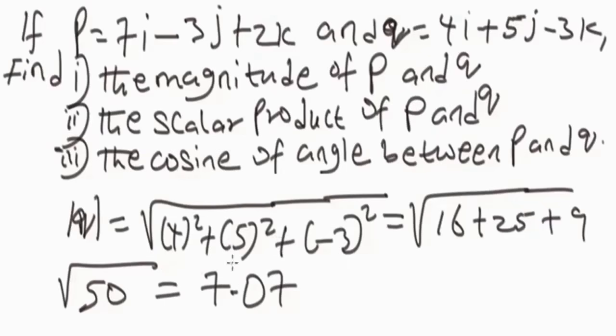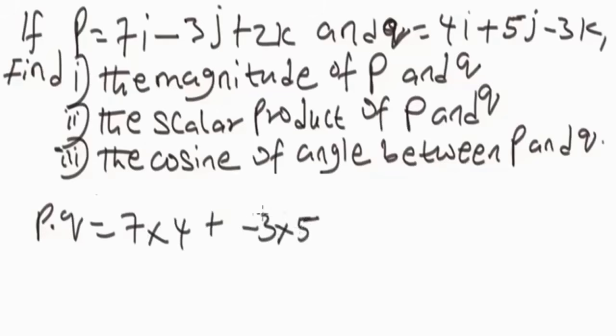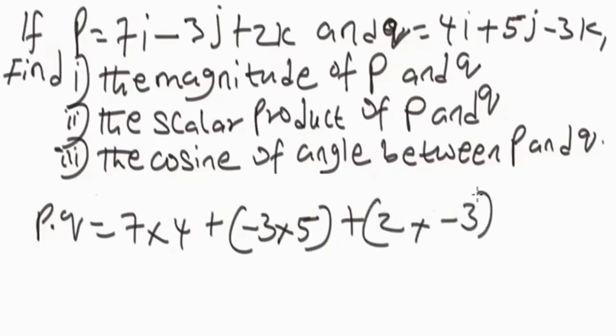So it's as simple as that, guys. Now let's write this and solve for the scalar products. Okay, so the scalar product will be the sum of the product of the similar vectors. So that's the dot product between P and Q will be, we have 7 times 4 plus minus 3 times 5. So we put it in bracket because of this negative 3, alright, plus 2 times minus 3, put it in bracket because of the negative 3.